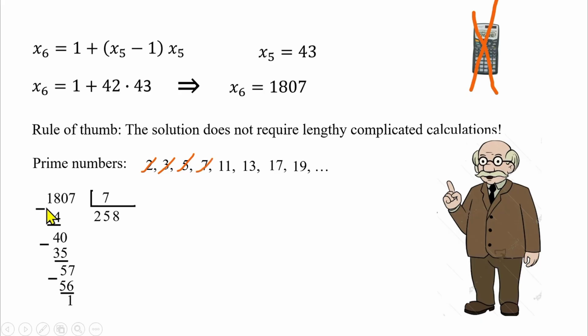We repeat this procedure for 11. Then go: 18 and 11, it is 1. 11, 7, take 0. Here is 6, 66, 4, 7, 44, minus, again, 11 is not a divisor for this number.